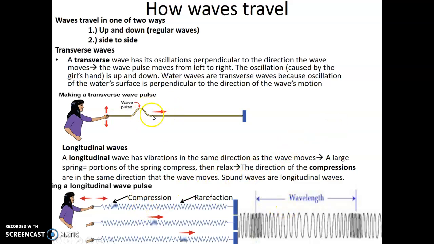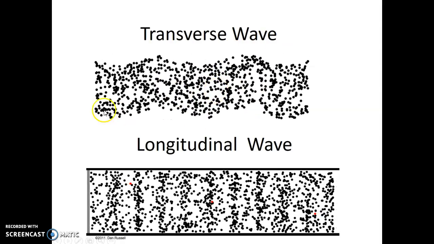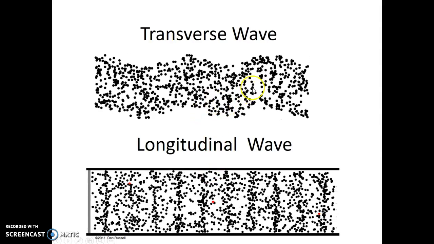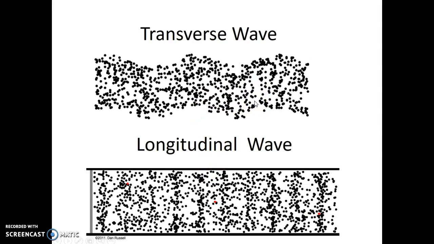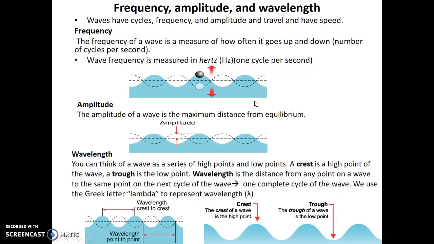Okay, we talked about the different parts of a wave. So here's the way that transverse waves move. Remember, up and down, and then this is the way that longitudinal waves move. So those little dots you see are the molecules, the air molecules, solid molecules, liquid molecules, whatever medium they're traveling through.